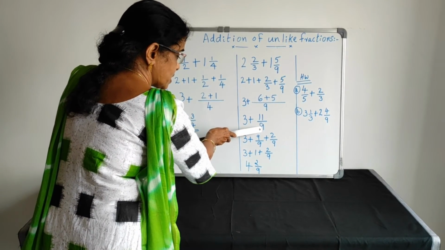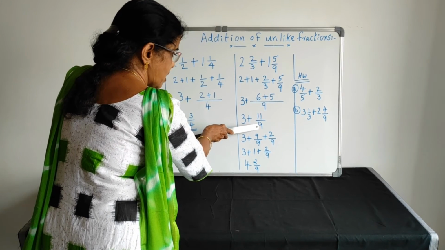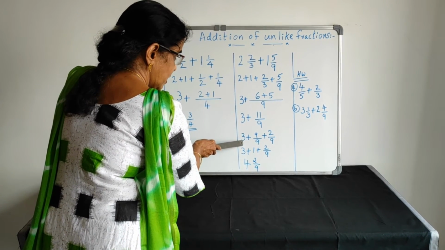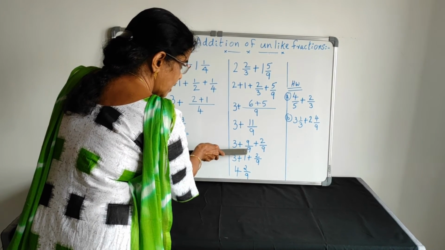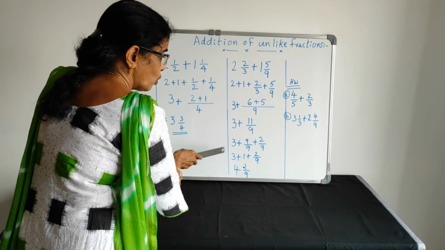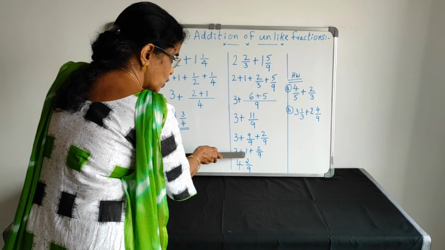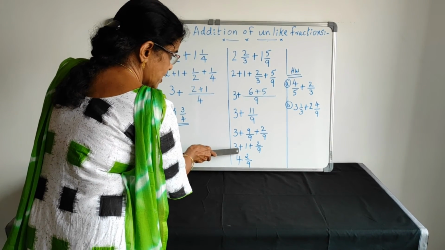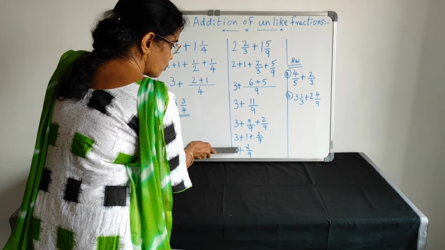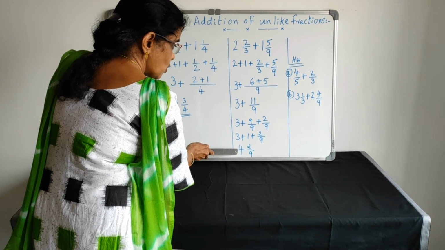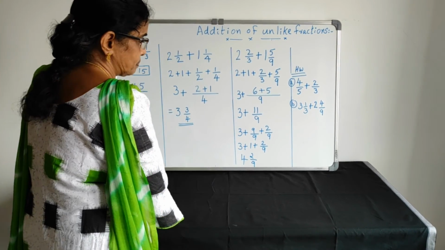You have to express it as a mixed number. Another way, 3 plus, what is 11 by 9? 9 by 9 plus 2 by 9. What is 9 by 9? Which is equal to 1. So 3 plus 1 plus 2 by 9. What is 3 plus 1? 4. So the answer is 4 and 2 by 9.